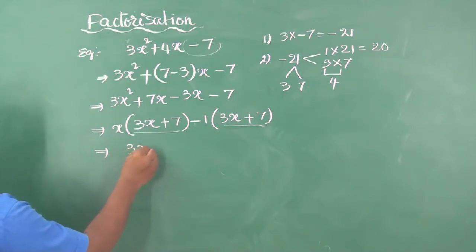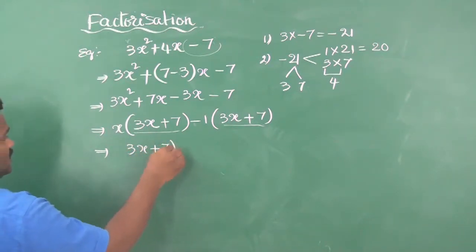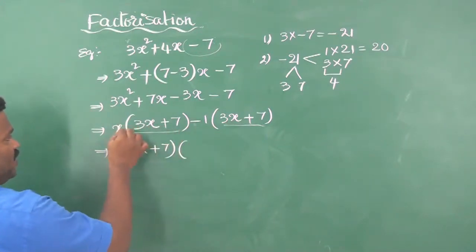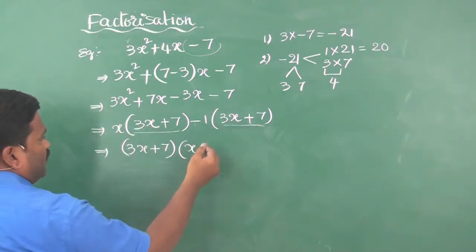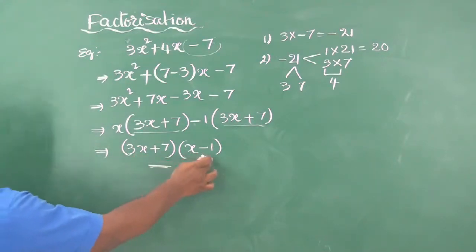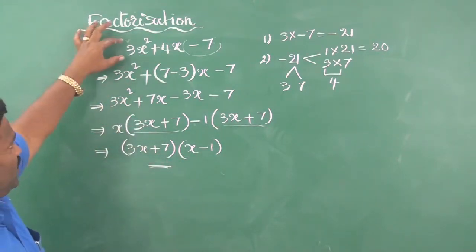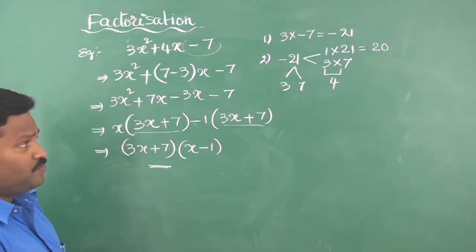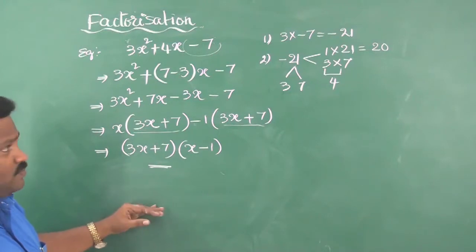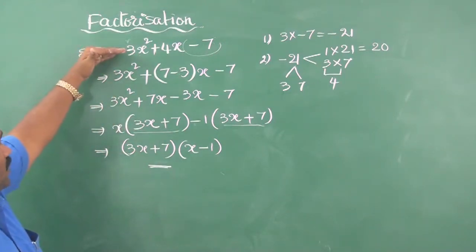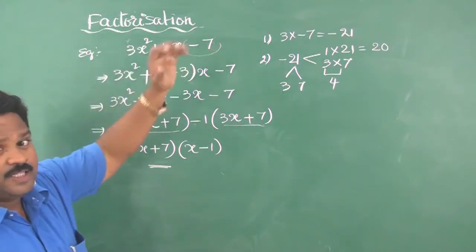Take 3x plus 7 common in these two terms. In the first term we have x, in the second term we have minus 1. Therefore, 3x plus 7 and x minus 1 are the factors of 3x square plus 4x minus 7. Do you understand? Okay, let us discuss what are the steps involved to factorize in this problem.